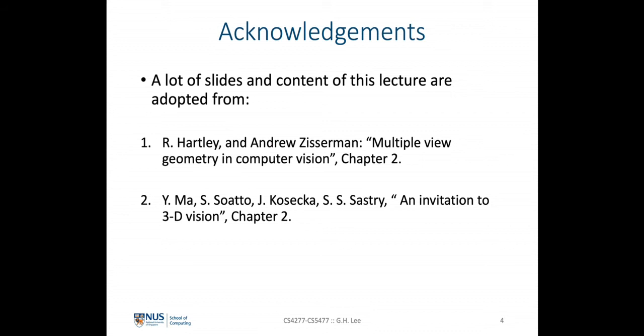Of course, I didn't invent any of today's material. I took most of the content of today's lecture from the textbook written by Richard Hartley and Andrew Zisserman, Multiple View Geometry in Computer Vision, in particular Chapter 2 for today's lecture. I also took some of the materials from the textbook written by Ma Yi, An Invitation to 3D Vision, Chapter 2. I strongly encourage all of you to take a look at these two chapters in the two textbooks after today's lecture to reinforce your idea on today's concept.